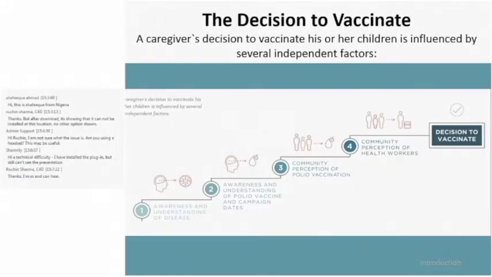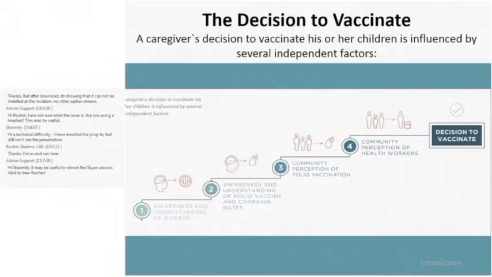And then the fourth step is the community perception of the health workers. The more the health worker is equipped with the right information to answer questions of the caretakers, to be able to manage refusals or vaccine hesitancy or any other questions, the more the chance that we will be able to reach every child.